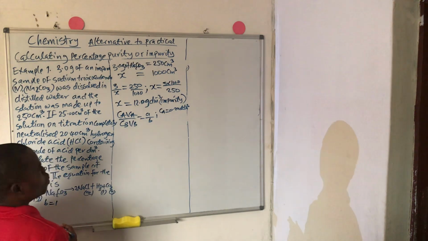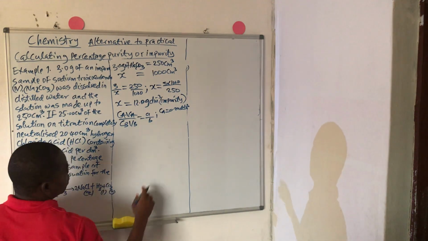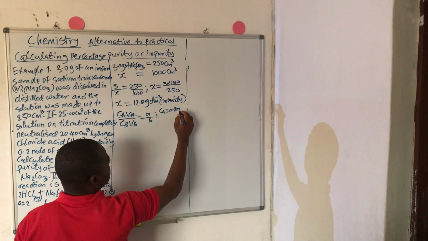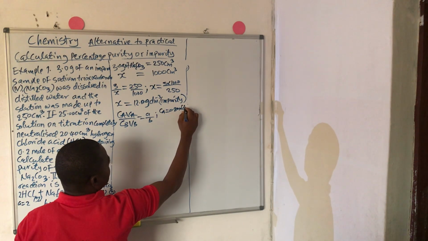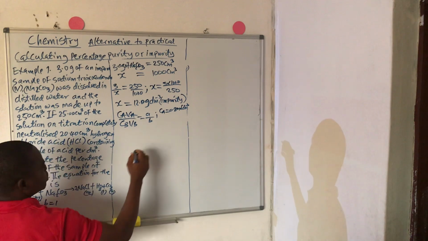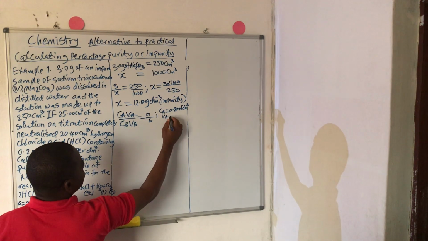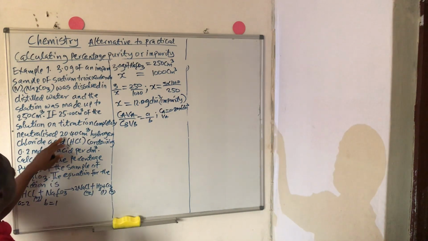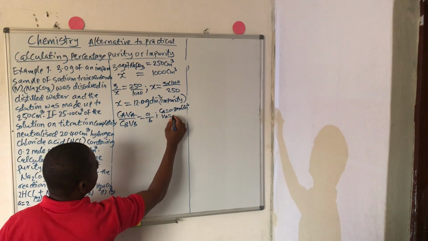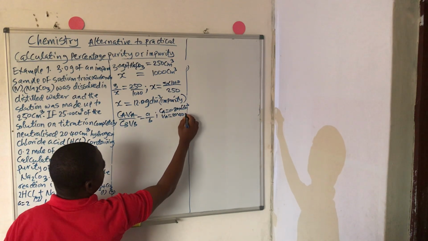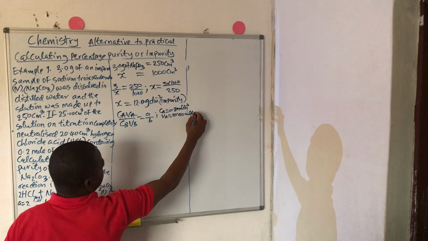According to the equation, 2 mole per dm cube. And then our Va, which is the volume of the acid that neutralized, is 20.40 cm cube.